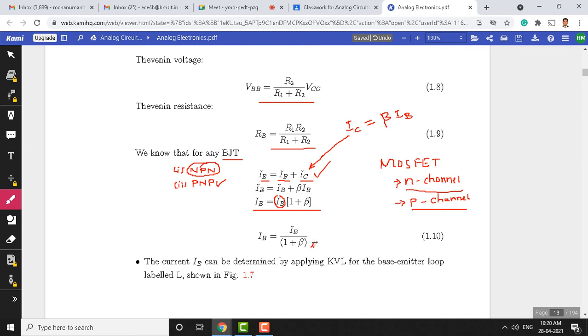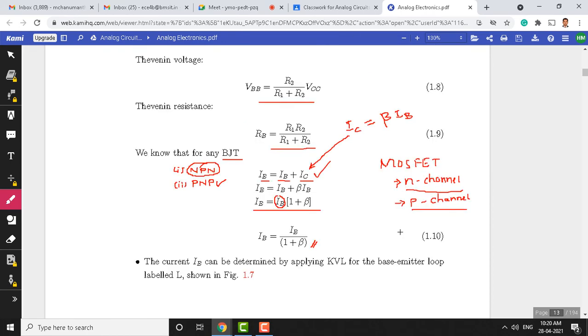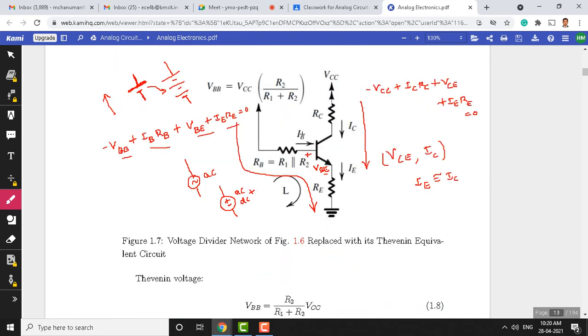That is why in the beginning itself we derived the equation for base current in terms of emitter current and the transistor gain in common emitter configuration. Now let us find the emitter current by applying Kirchhoff voltage law for the base emitter loop, which is labeled as L here. This is a loop. You can apply from here, supply voltage, all the way up to the ground. So you can apply KVL in this loop.